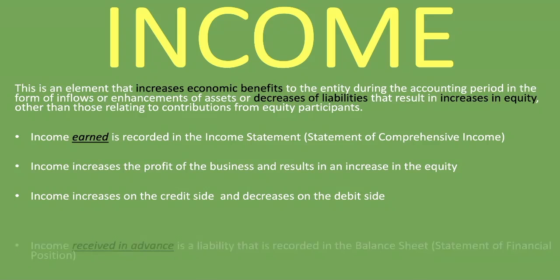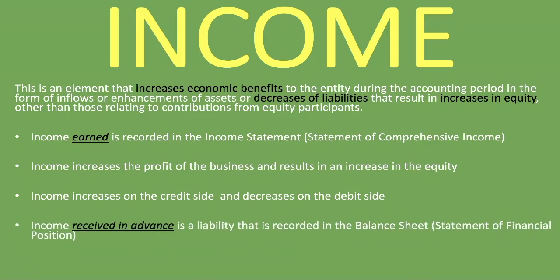So when you have income, whatever income that may be, it increases on the credit side and decreases on the debit side. Income received in advance is a liability that is recorded in the balance sheet or the statement of financial position. And why did we put it here? Well, income received in advance is not an income, it's a liability. Very important because mistakes are always made when you see income received in advance. So we had to mention that.